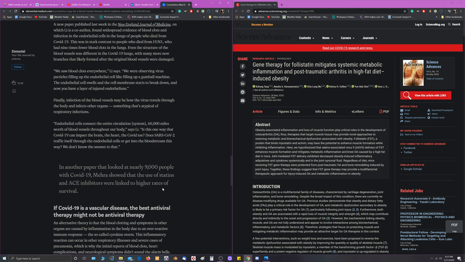So endothelial cells connect the entire circulation system. 60,000 miles worth of blood vessels throughout your body, says Lee. Is this one way that COVID-19 can impact the brain? Of course. Okay, and that's how it gets to the toes.